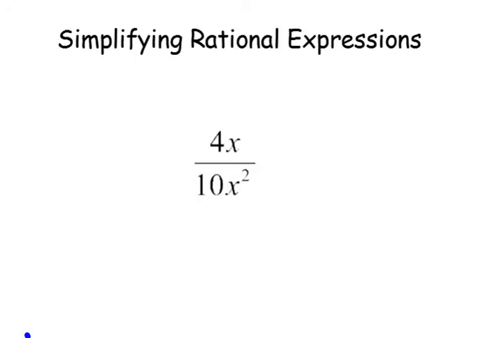This lesson is on simplifying rational expressions. In this example, the numerator is a monomial and so is the denominator. So our rules are pretty simple. We simplify 4 and 10 like they're normal fractions. They're both divisible by 2. 4 divided by 2 is 2, and 10 divided by 2 is 5.